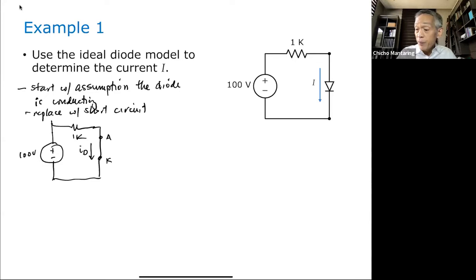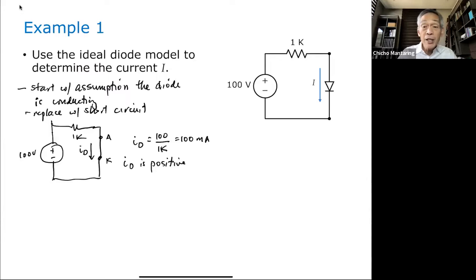And what is my I of D? I of D will be equal to 100 over 1K, since this is a short circuit, which is 100 mA. Note, I of D is positive. What does that mean? That means my current flows from anode to cathode. If I of D is negative, that means my current flows from cathode to anode.